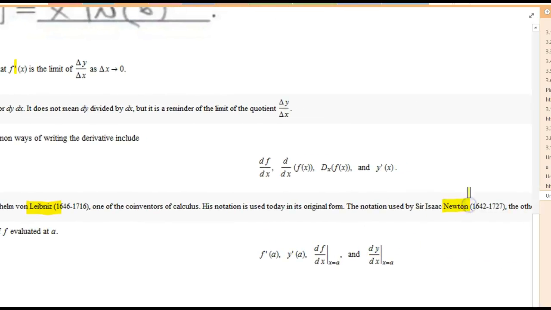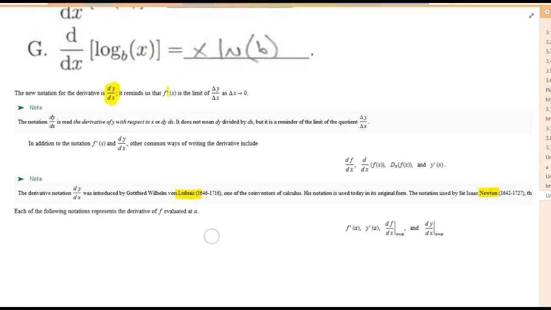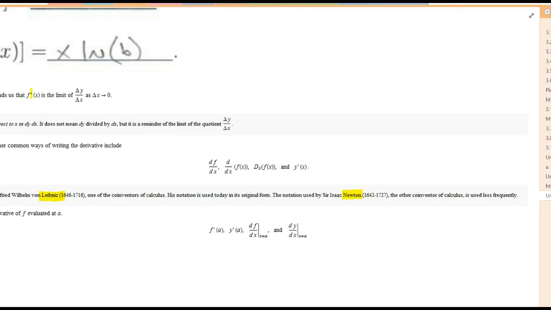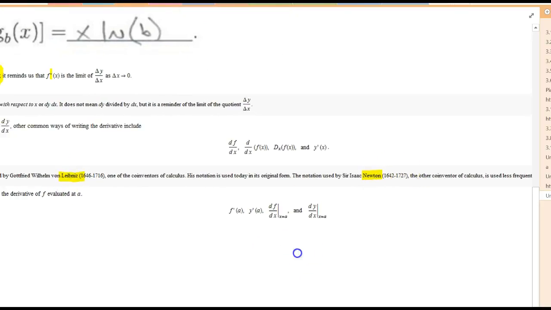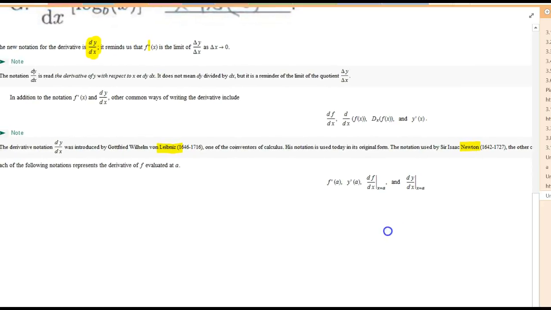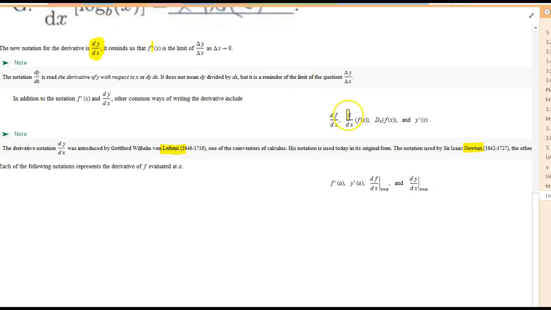Okay, so the dy/dx was Leibniz notation, and the tick mark was more Newton's notation. And it's true that this is used more often notation. However, this is just as valid.